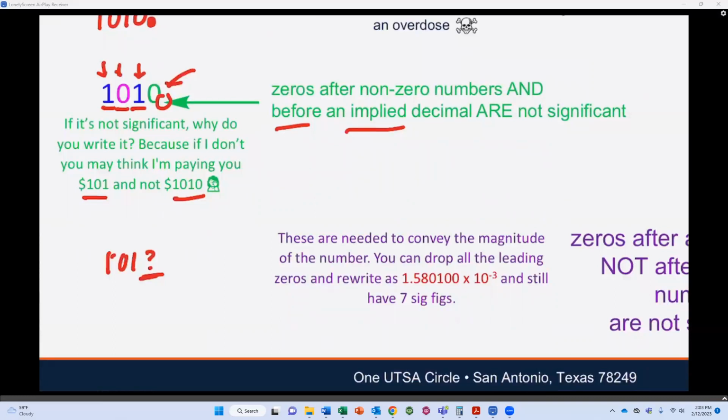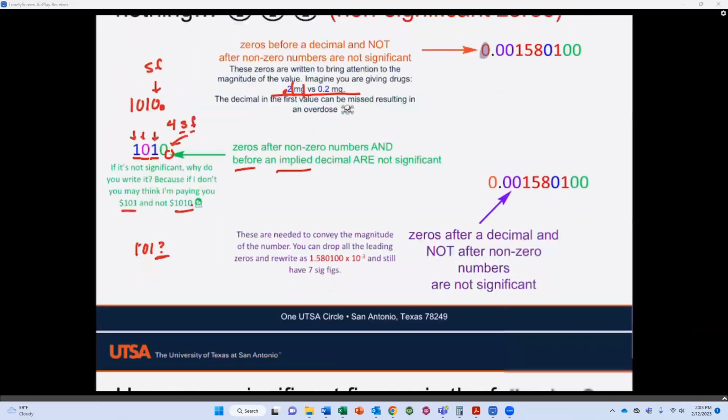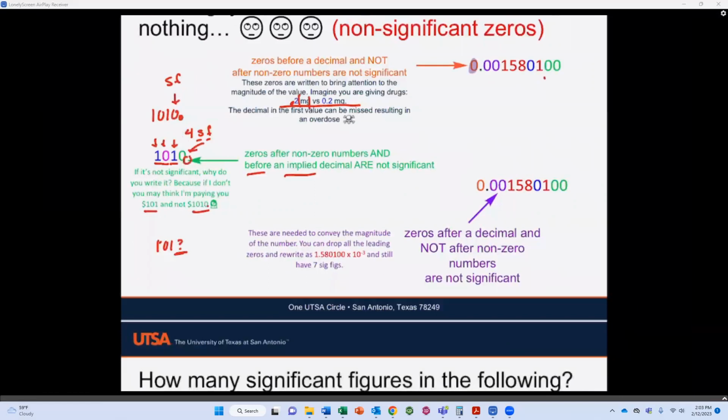And so we have to write the implied decimal to show you that this number right here has 4 significant figures. And it kind of goes back to the zeros after. Do they need to be there? No, they don't need to be there. Does that decimal need to be there? If we write it, then we're trying to say something about the significance. If we don't write it, we're just trying to tell you how big the value is. In other words, the magnitude.